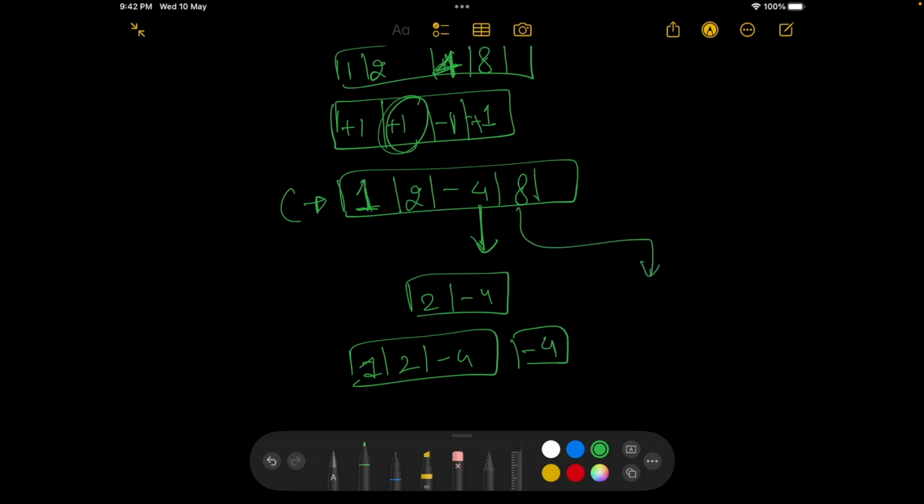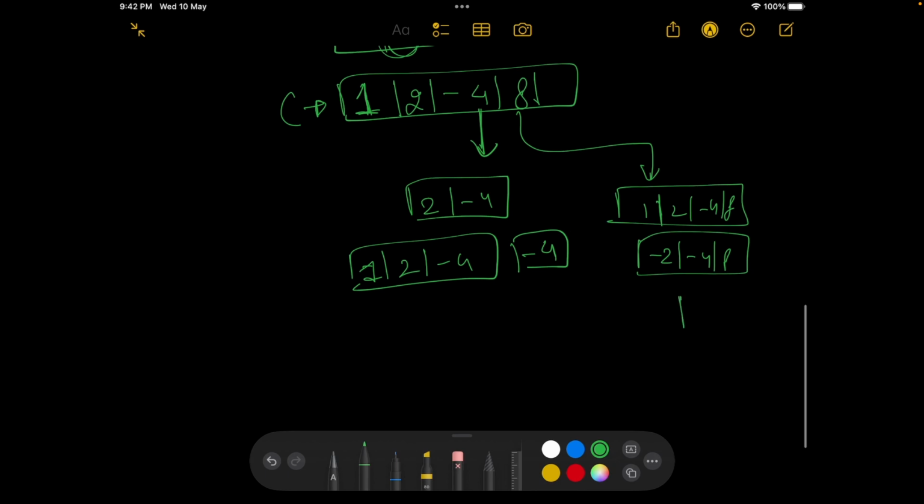Similarly, if I take 8 as the last integer, I'll be getting 1, 2, minus 4, 8. I'll also be getting 2, minus 4, 8, right? And I'll also be getting minus 4 and 8. I'll also be getting simply 8, right?